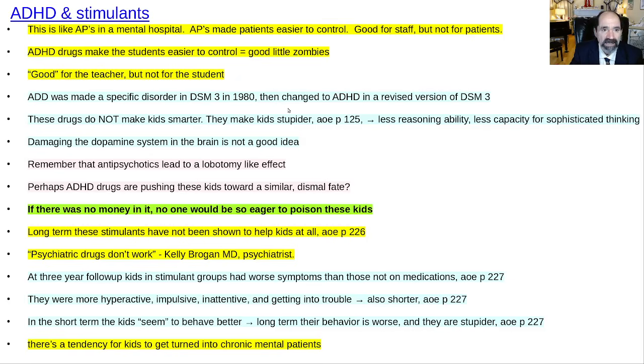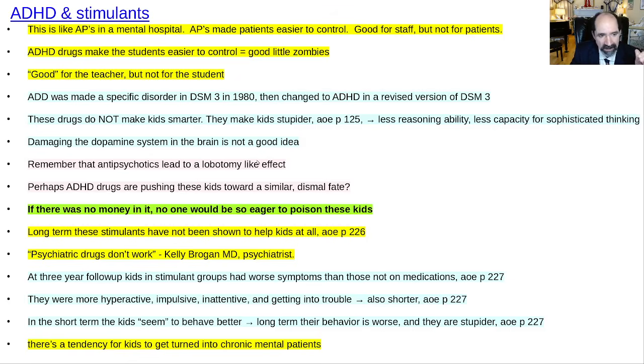This reminds me of the antipsychotic medications given to patients in a mental hospital. It's good for the staff, making the patient easier to control, but it is bad for the patient, causing brain damage, making them like zombies, and the ADHD drugs are pushing in that direction. Good for the teacher, but not for the student. Long term, that is not going to help your kid have a good functioning, optimal brain. Remember, antipsychotics lead to a lobotomy-like effect.